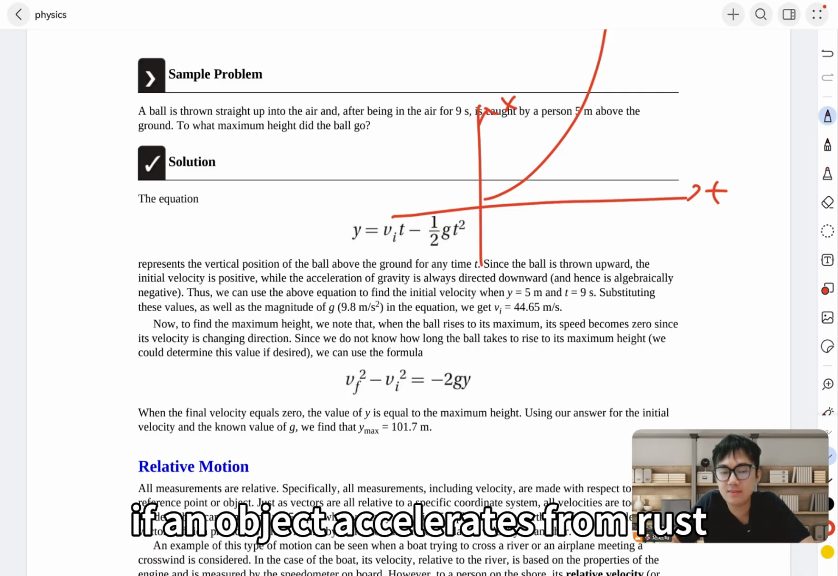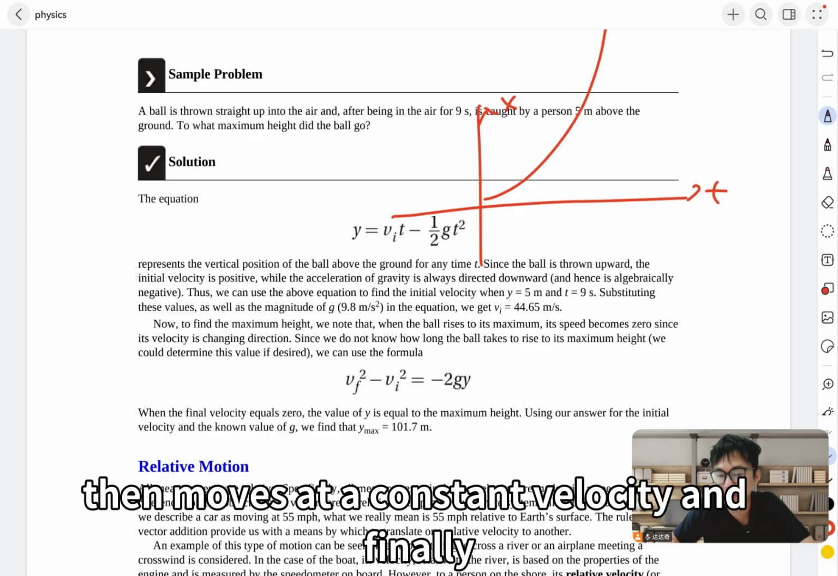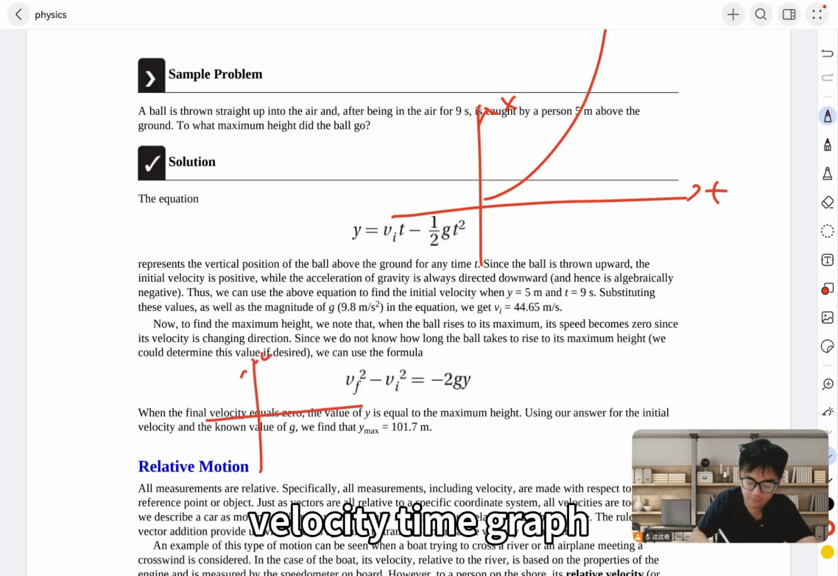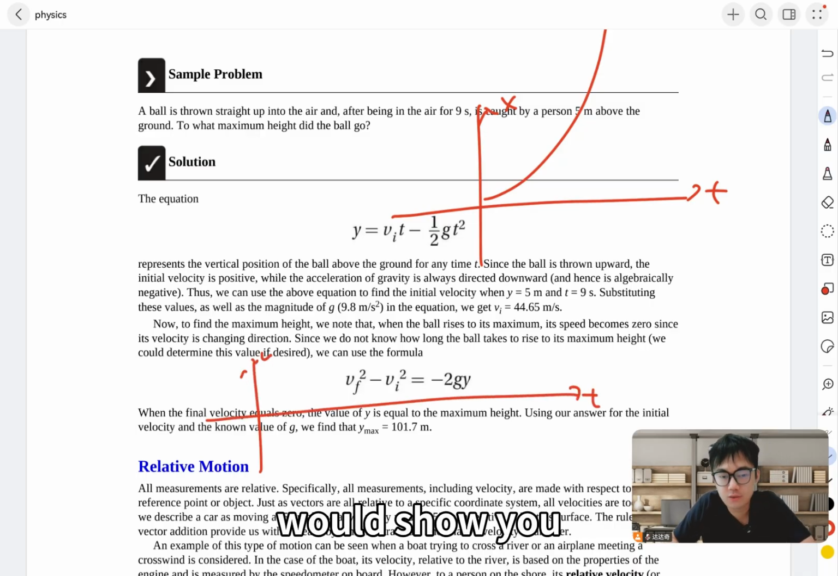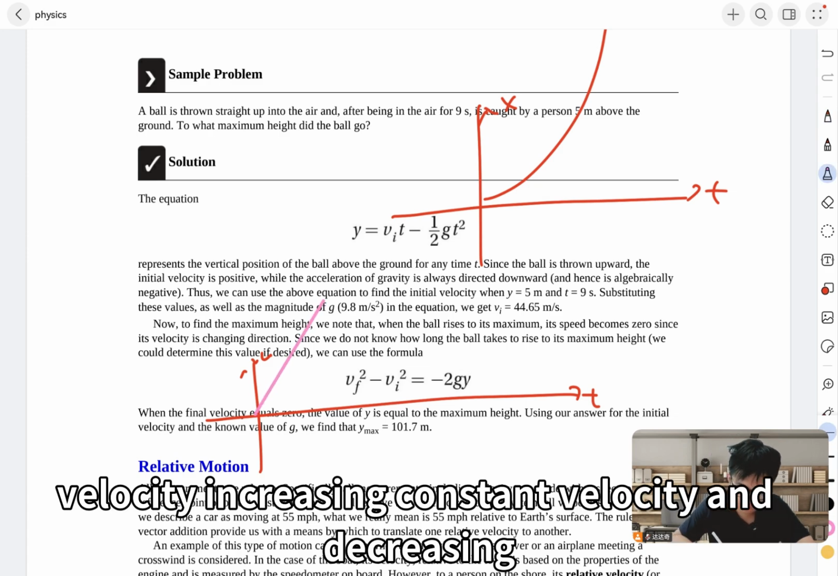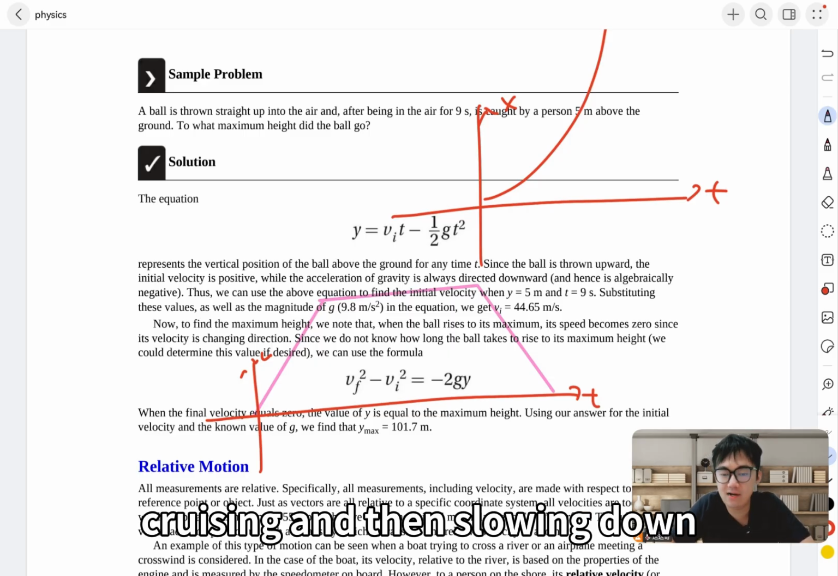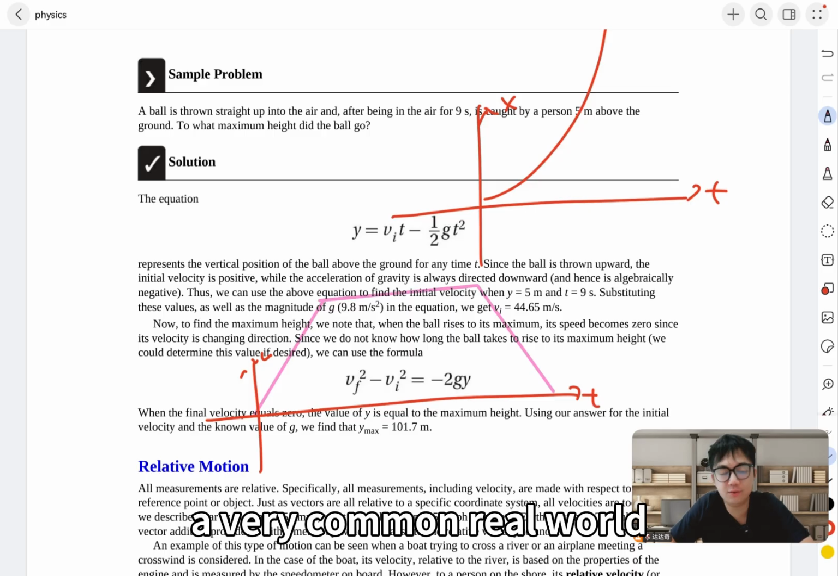If an object accelerates from rest and then moves at a constant velocity and finally decelerates to stop, the velocity-time graph would show velocity increasing, constant velocity, and decreasing. This is just like a car speeding up, cruising, and then slowing down, a very common real-world scenario.